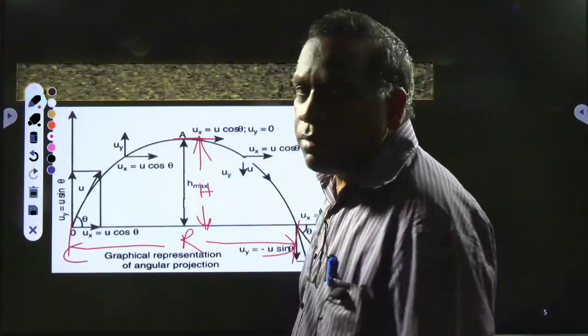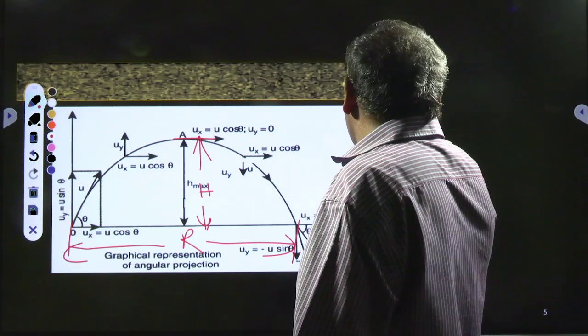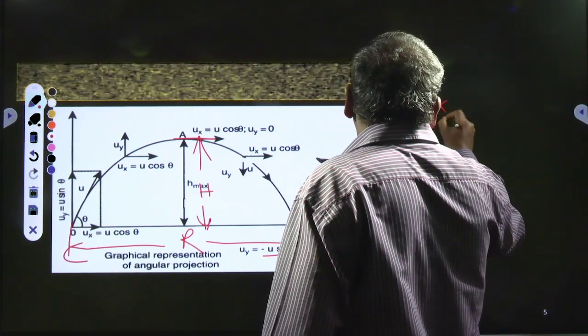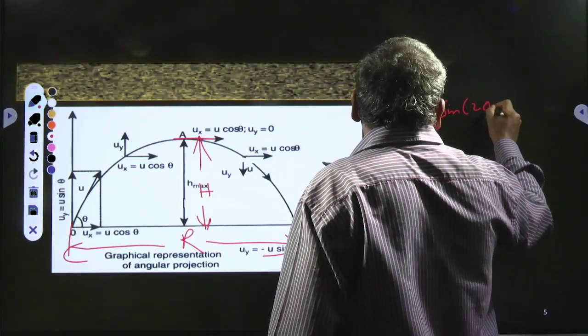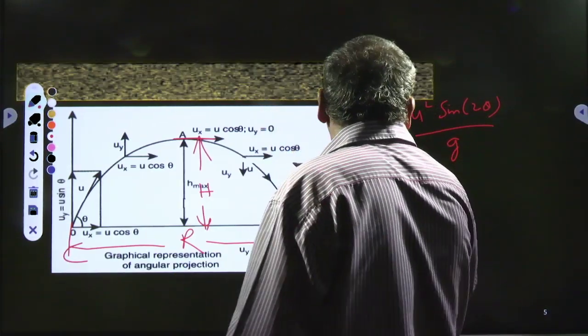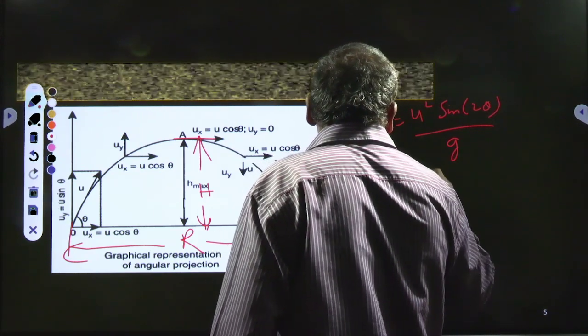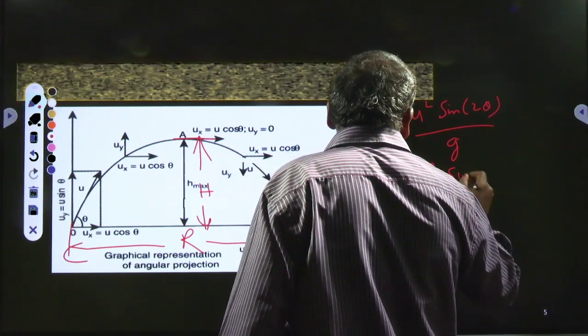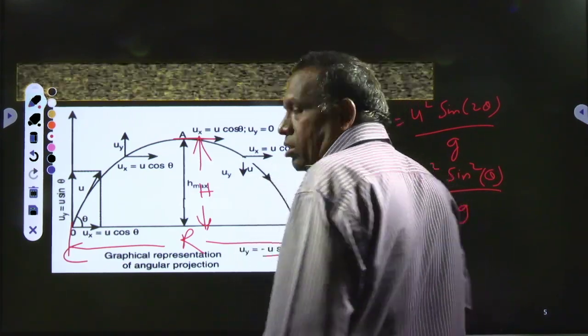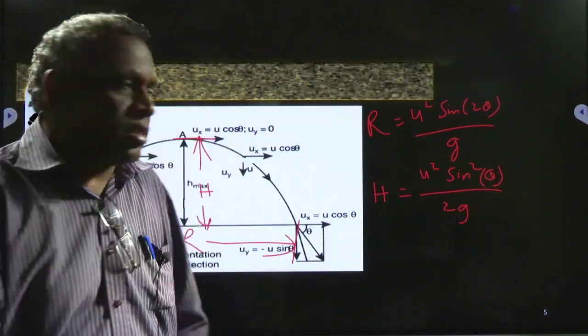So what is the range formula? The range formula is u square sine 2 theta by g. This is the formula for the range. And the maximum height formula is u square sine square theta by 2g. These are the formulas.